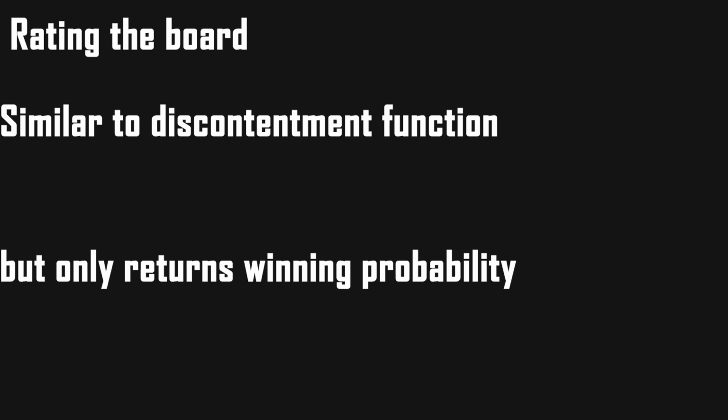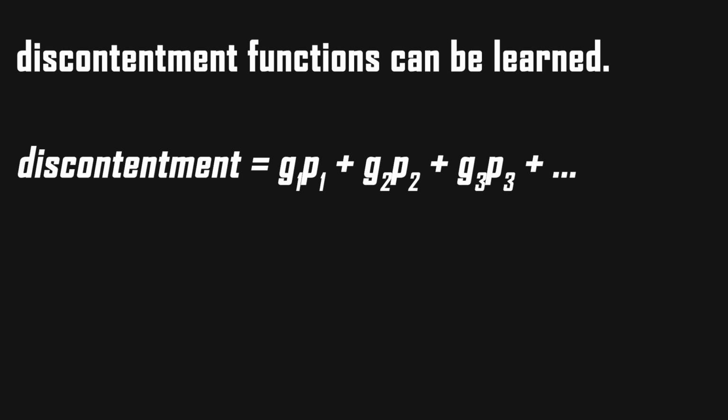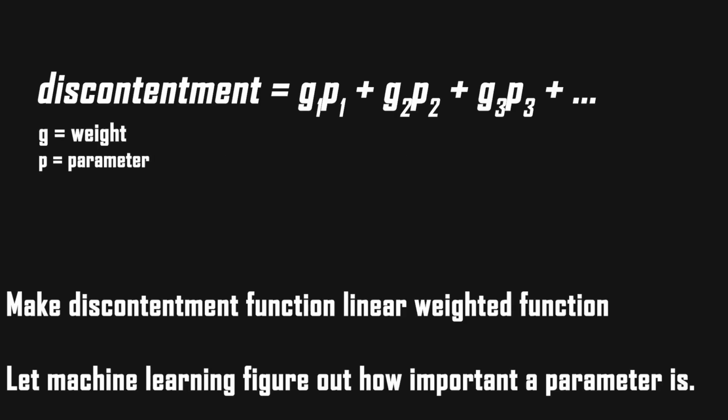Once it has simulated a move, it rates the state the board is in, similar to our discontentment function, but it only outputs a number between 0 and 1 on how certain it is that it will win this game given that board. I think the takeaway here is that you can create learned discontentment functions instead of handcrafting them. How exactly would you do that? Well, you must make your discontentment function a linear weighted function, and then you can have the AI figure out the weights on its own. That's also the reason why I said you ideally want a linear weighted function in the first video.